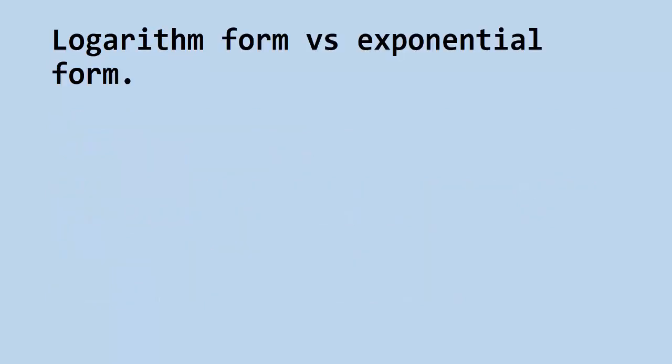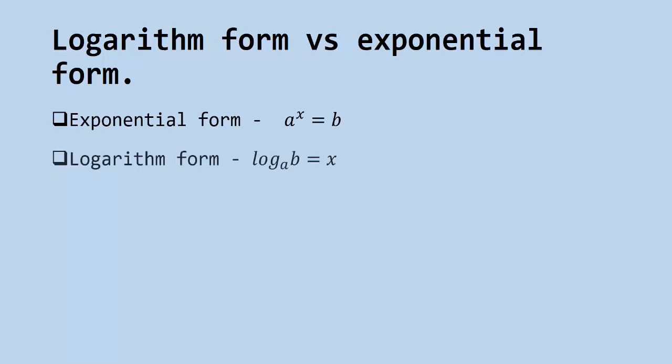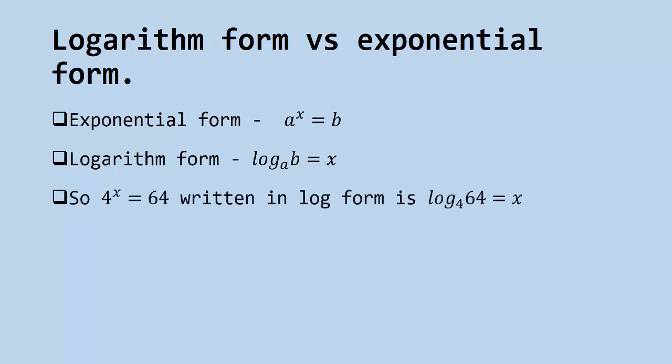We're going to talk about the logarithm form versus exponential form. Exponential form we've seen as a to the x power equals b. Well, we can change from exponential form and rewrite that in logarithm form. We write log base a of b equals x, x being the exponent that we raised our base a to get b. So 4 to the x equals 64, when written in log form, is log base 4 of 64 equals x.